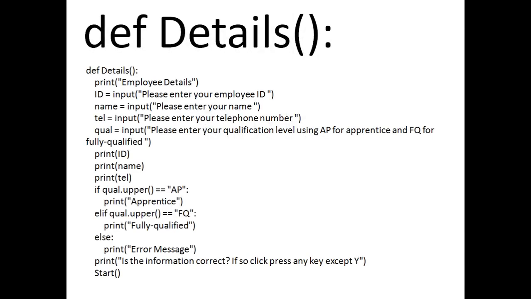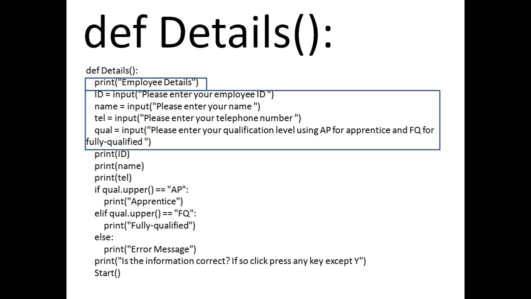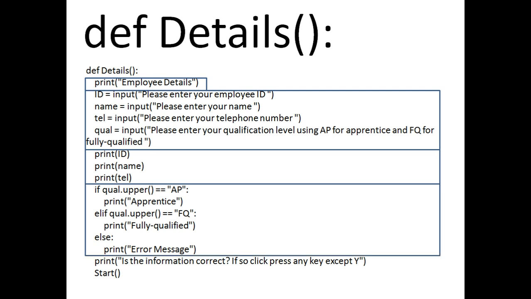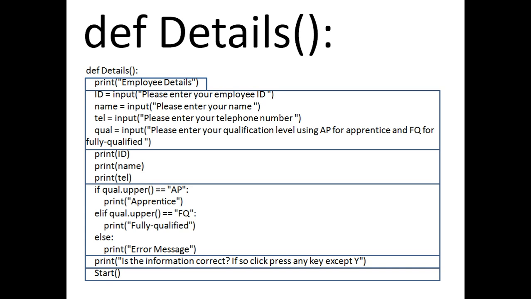Firstly, we've got our function for the details. Obviously, you know how to define a function, so you'll know about the indentation. First thing you're going to do is print the title. Then you're going to get some inputs from the user. You're going to reflect those inputs back, some of them, but not all of them. Then you've got an if statement for if the person is an apprentice or if they're fully qualified. You can make up your own error message at the bottom. You can ask them if the information's correct, and then you just go back to the start.